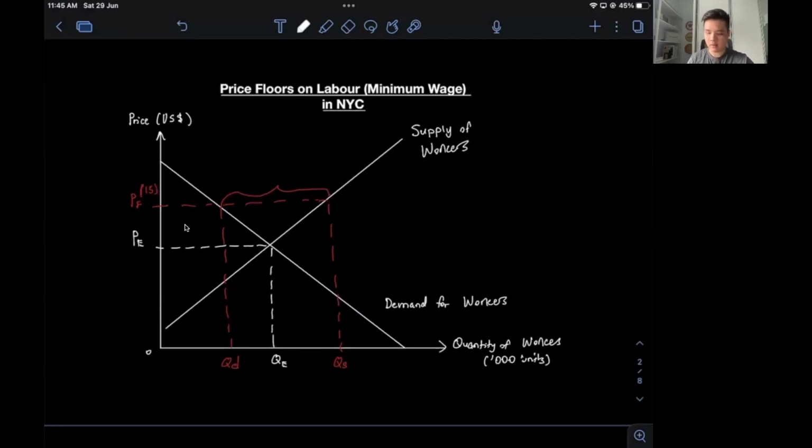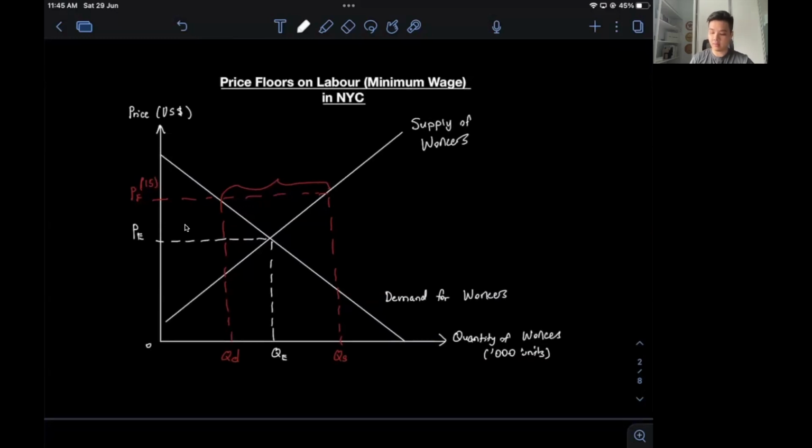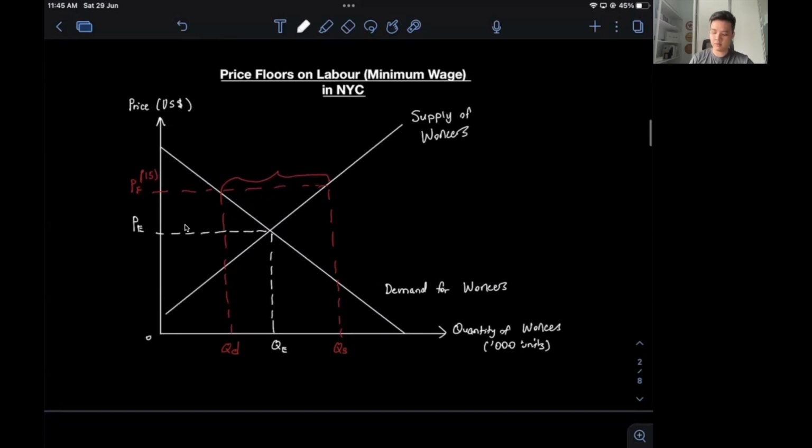Now if you think about it, if you are a worker in New York City and you receive this minimum wage, you're more willing and able to sell your labor. You're more willing and able to work. So this can actually increase the quantity supplied of workers above QE to the point QS over here. But if you are a business in New York City hiring workers, your willingness and ability to hire workers falls. And therefore, this is reflected as QD in the diagram, which is lower than the equilibrium quantity.